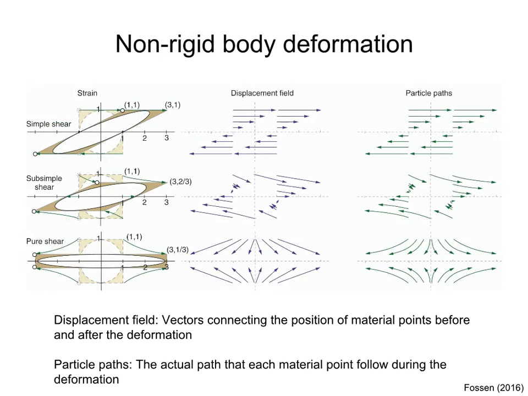Here are 3 examples of non-rigid body deformation or strain. Again, the initial and final configuration, displacement field, and particle paths are shown. Notice that for the first case, simple shear, the displacement field and particle paths are the same. But for the lower 2 cases, the displacement field and particle paths are different.